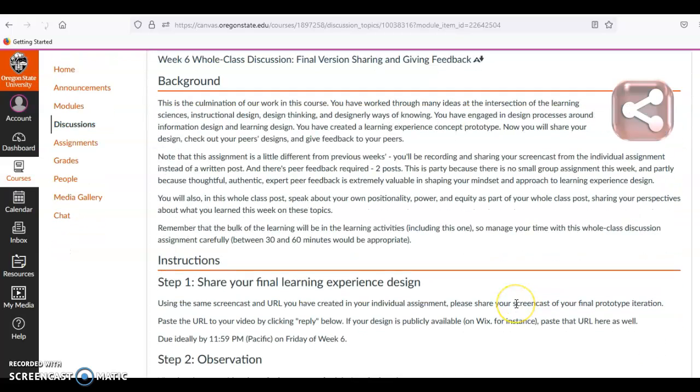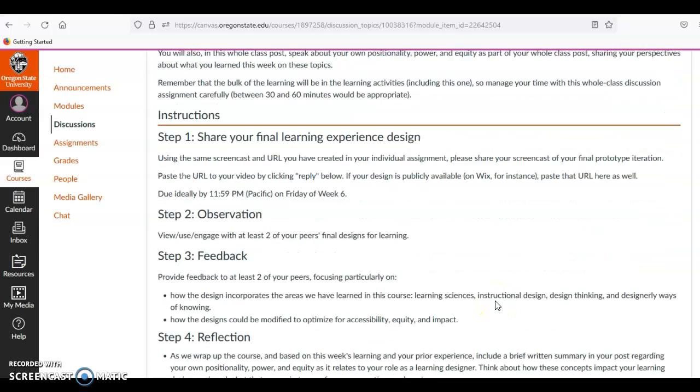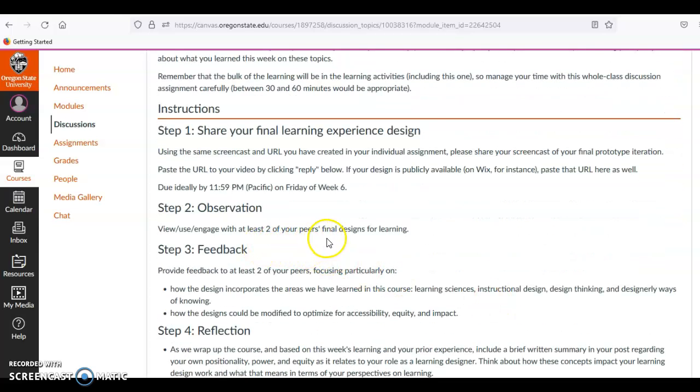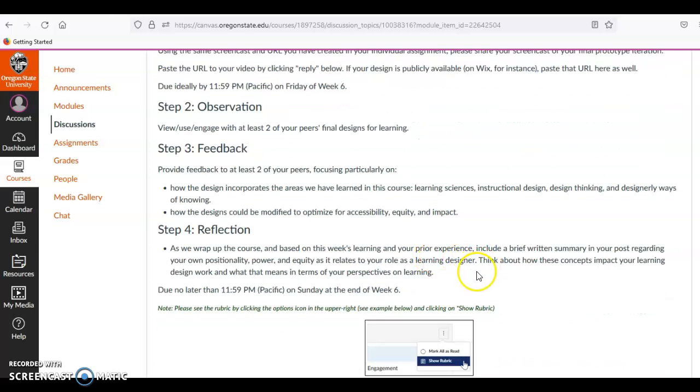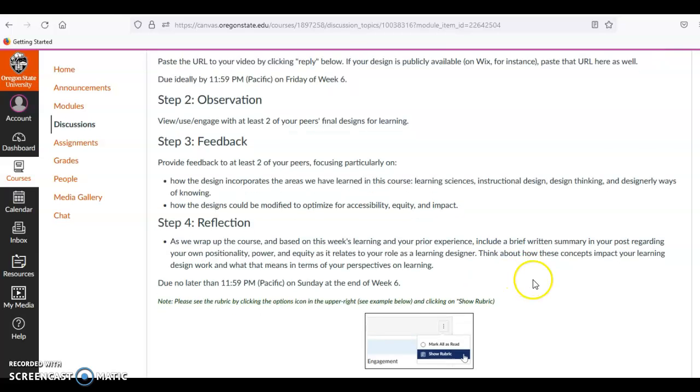Additionally, a whole class discussion. You're going to be sharing your final learning experience design. You're going to be observing some of your peers, 2 peers, and giving them feedback. So read this. And then again, as I mentioned, you can wrap up this portion by thinking really about your positionality, power, and equity.